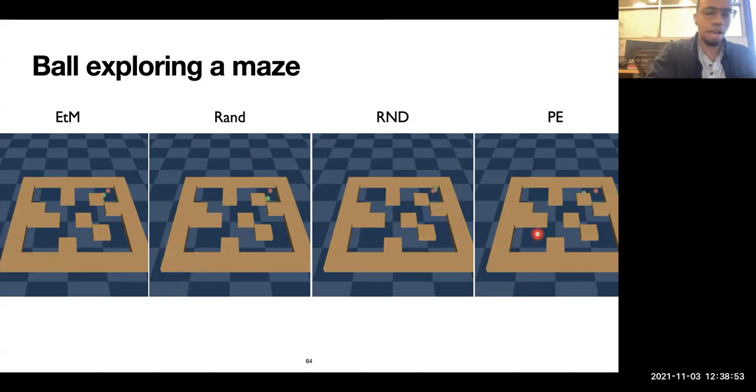But if you look at each of these methods, you start seeing something pretty interesting. For random network distillation, the agent is always going to stay in this upper arm. Prediction error was able to move down here, but it's never going to leave; it's just going to stay there. And for random controls, while it's exploring, it's somewhat slow. You can see the ball is kind of backtracking and isn't really moving that quickly.